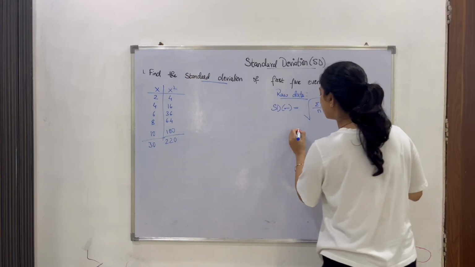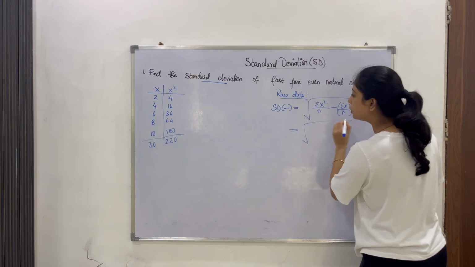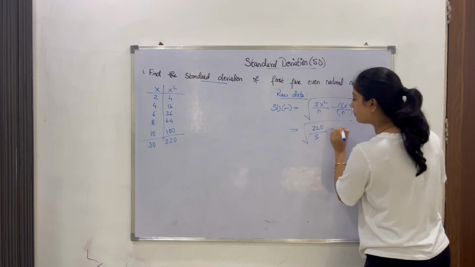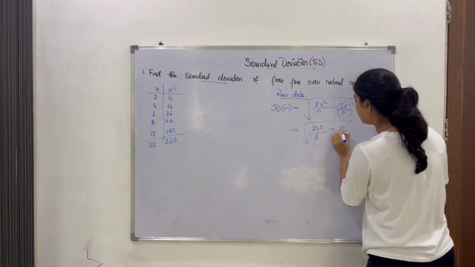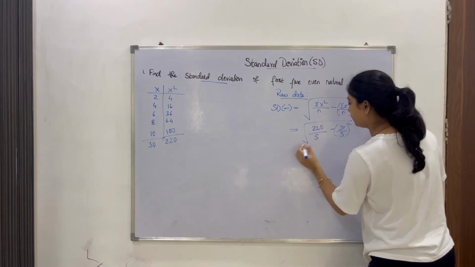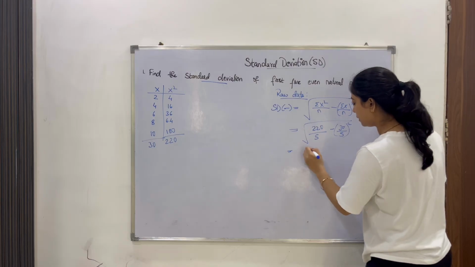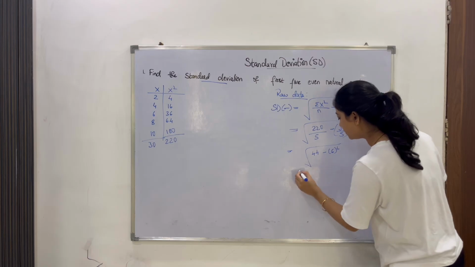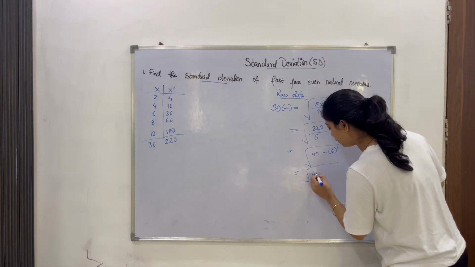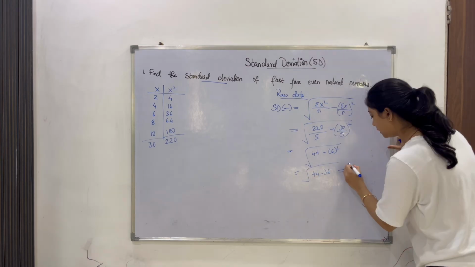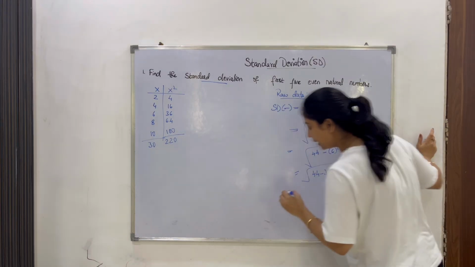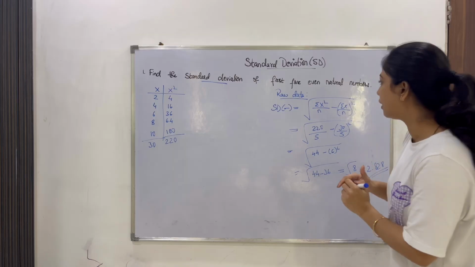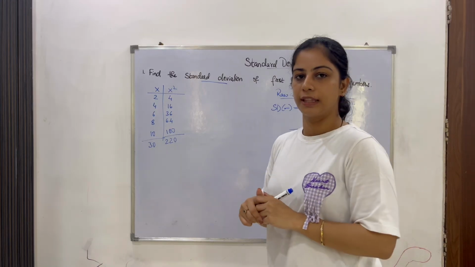Now, let's substitute in the formula. Under the root, 220 upon n, which is 5, minus 30 by 5 the whole square. Dividing this, we get 44 minus 6 the whole square. So under the root 44 minus 36, under root 8, which is 2.828. So this is the answer we get after substituting in the formula.